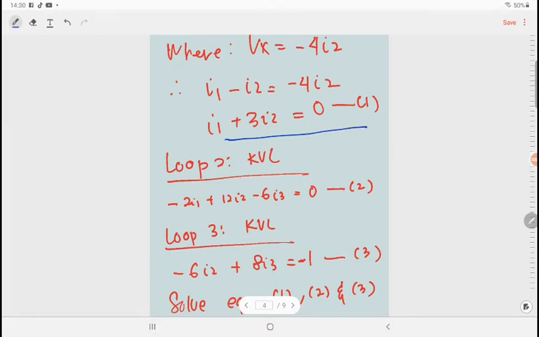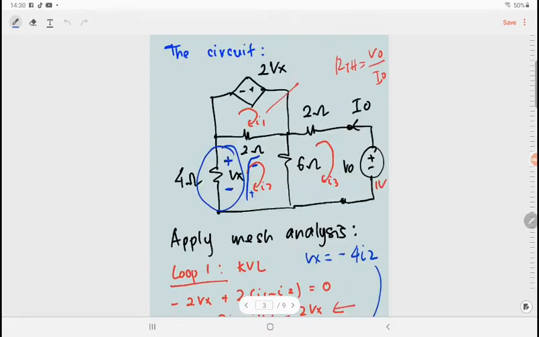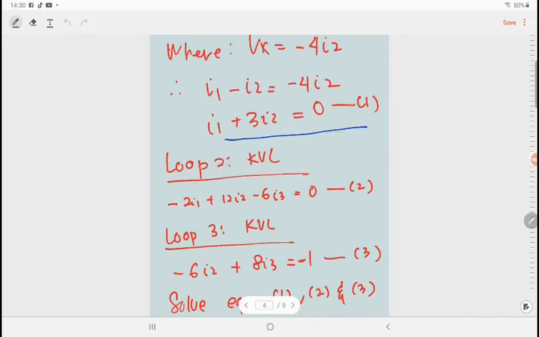Alright, so next we go to the KVL at loop 2. If you see, this is our loop 2. So from here we can write KVL at loop 2: negative 2I1 plus 12I2 minus 6I3 equal to 0. Okay, so this is our equation number 2.